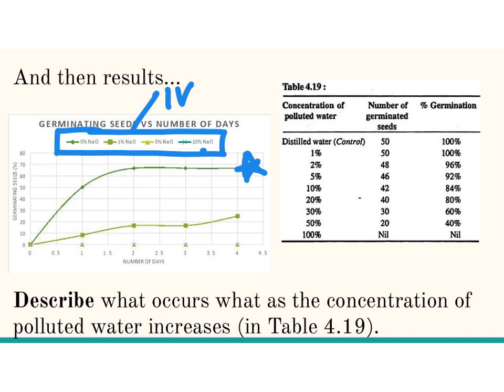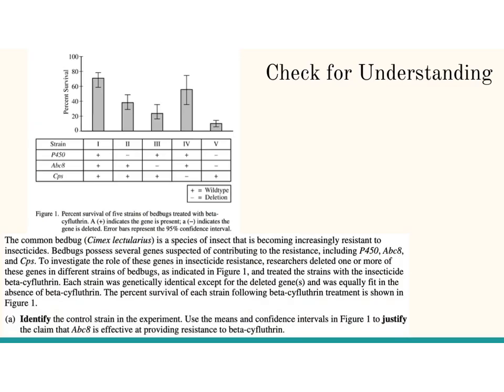Okay. I want you guys to do something similar. We have the same idea, so concentration of polluted water, not salt, but polluted water here. I want you to describe, so remember this task verb, describe what occurs as the concentration of polluted water increases. So describe essentially what the trend is that is most important. Please write this in a complete sentence.